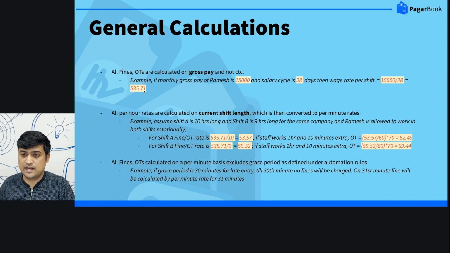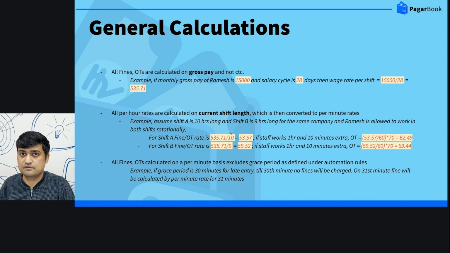To give you an example, let's say Ramesh is allowed to work in 2 shifts rotationally, where shift A is 10 hours long and shift B is 9 hours long, right? So for shift A, when the fine and the OT is calculated, we will take the per shift wage rate, which came to 535.71 here. We will divide it by 10 because shift A is 10 hours long, and this is the net payable hours, by the way. So your per hour rate comes to 53.57.